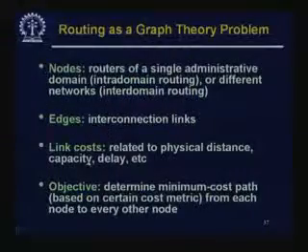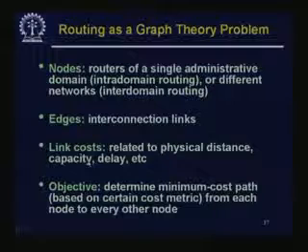Lastly, routing as a graph theory problem. We can look at routing as a graph theory problem, where the nodes are the routers of a single administrative domain or different networks, and edges are interconnection links, with link cost related to physical distance, capacity, delay, etc. The objective is to determine the minimum cost path. You can formulate it as a graph theory problem, and this particular problem can be handled in many different ways. We will see at least 2 different ways later on.